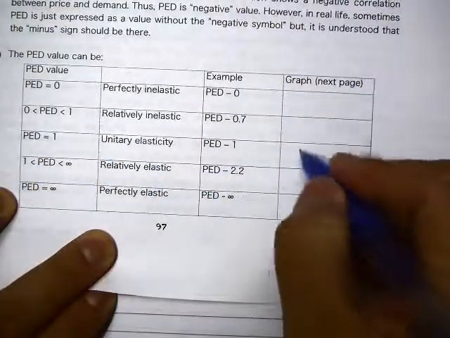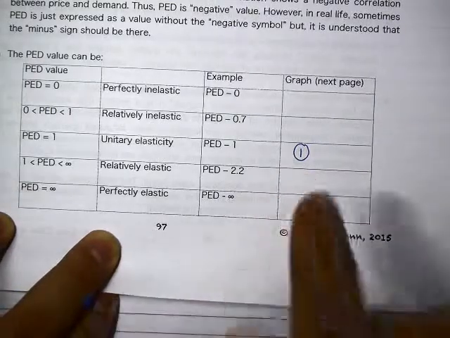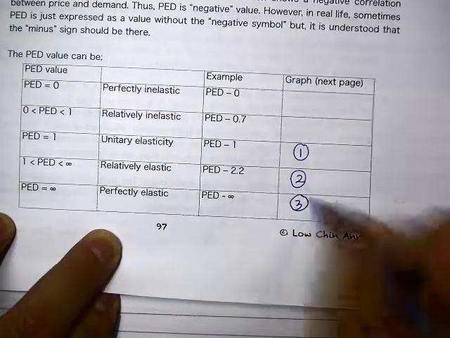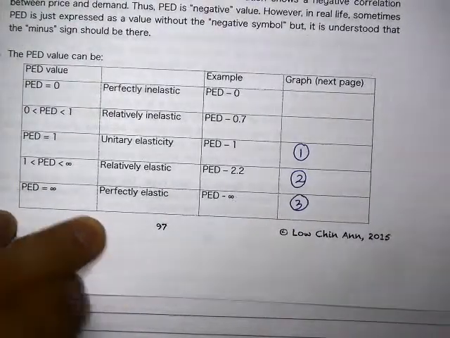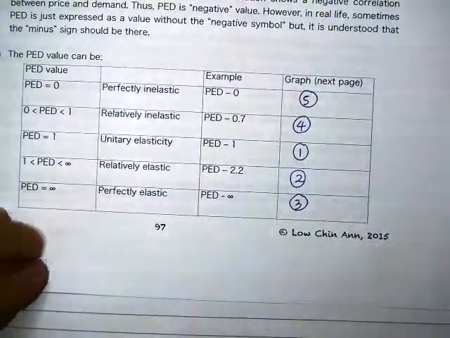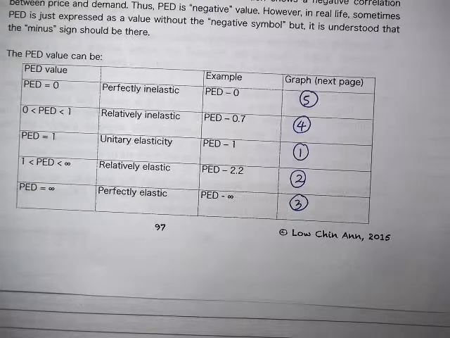So unit elastic is graph number 1 now. Then elastic is graph number 2. Perfectly elastic is graph number 3. Inelastic is graph number 4. Perfectly inelastic is graph number 5. So you can know the pattern.